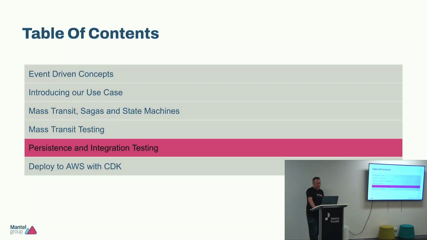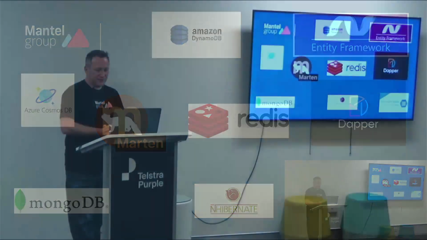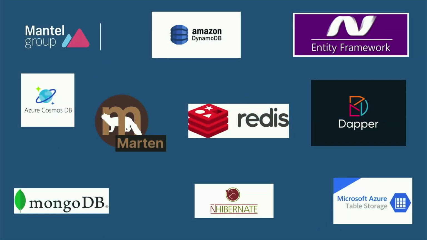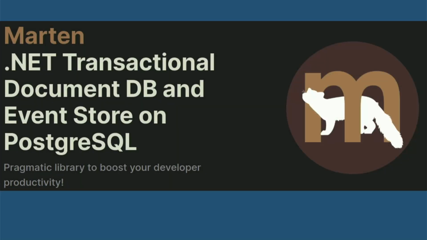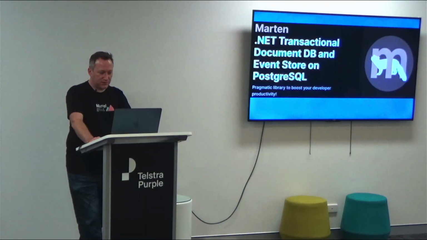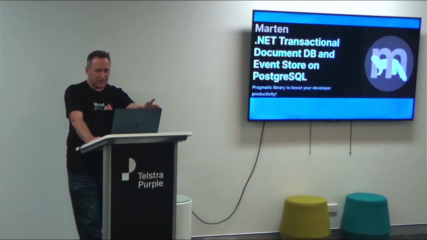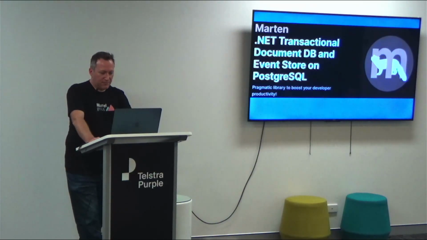Once I've done that, I can move on to persistence and integration testing. So MassTransit supports a lot of different engines for the event provider, the messaging provider. It also supports lots of different engines for the database, from Entity Framework and Azure Cosmos DB. You can use Redis caches. The one I wanted to try though, because I'm a massive fan of Postgres, is this one, Marten, .NET Transactional Document DB and Event Store on Postgres. We're not going to use the Event Store today. That's something I want to play with soon. But we are going to use the Document DB aspect of Marten.